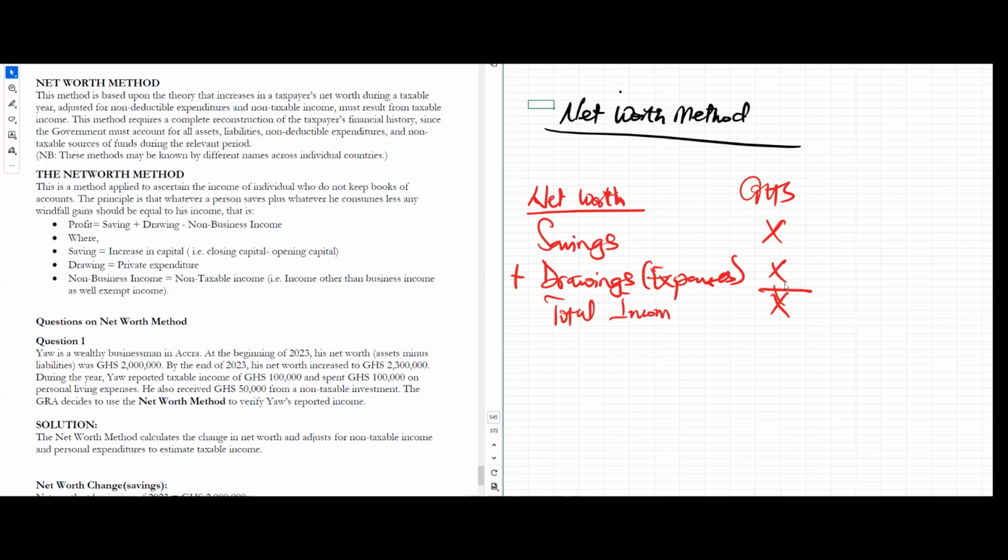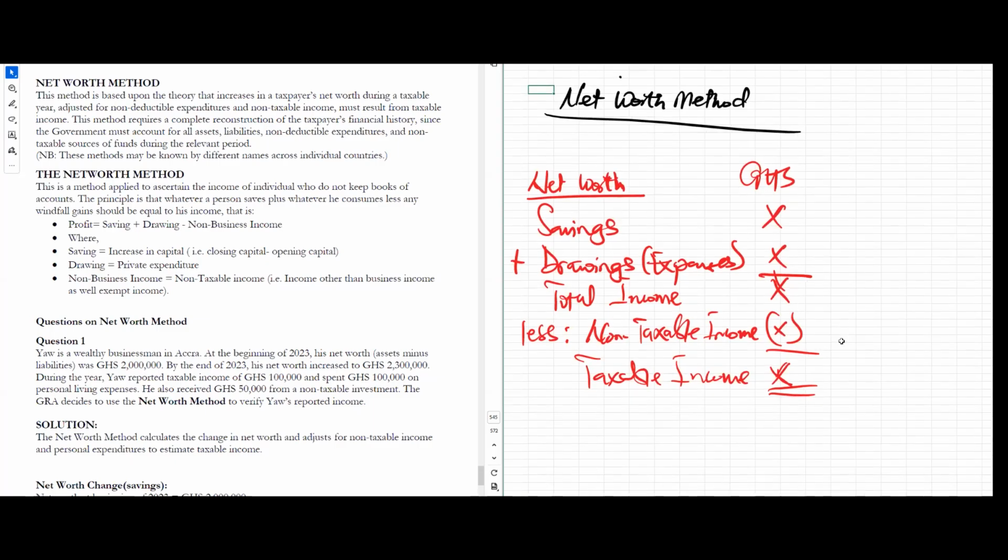And from your total income, we are now going to take out any income that is not taxable. So we are now going to less non-taxable income from this, so that we can only get the part of your income that is taxable. Do you get the idea? So this becomes your taxable income, which we are now going to tax you. If you have any allowable deduction like capital allowance, reliefs, and the rest, we can now deduct those things before we actually tax you.